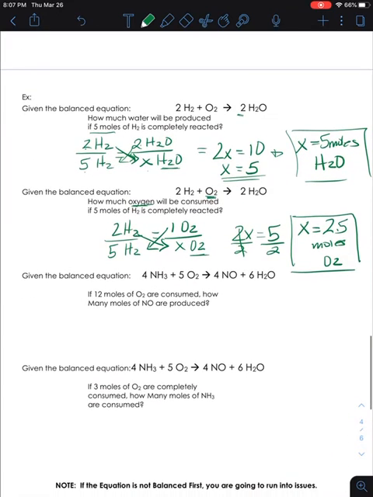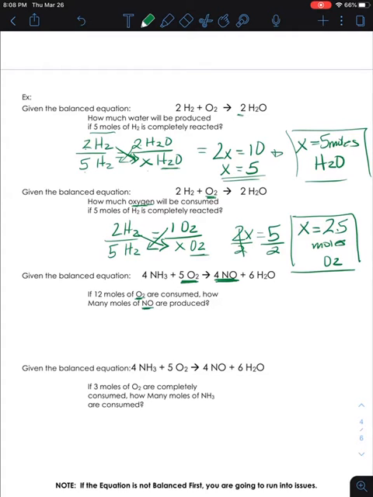Okay, let's look at another example. This here is a reaction between ammonia and oxygen, creating nitric oxide and a whole bunch of water. So what we're going to do is look at what we have. 12 moles of oxygen are consumed. How many moles of NO are produced? If I read along and keep it honest, I'm looking at oxygen, I'm looking at nitric oxide, I can forget about everything else.